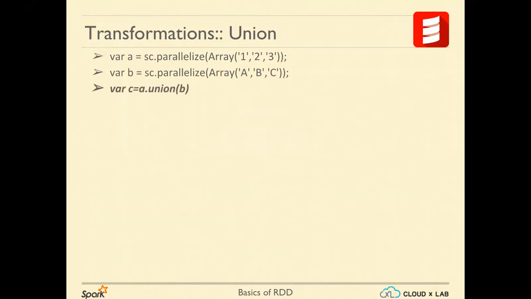Yes, this is exactly the same as SQL union. Please note that union does not remove the duplicates, even in SQL. So when we say c.collect, we get the result. The records from A and records from B are concatenated together to give the outcome.